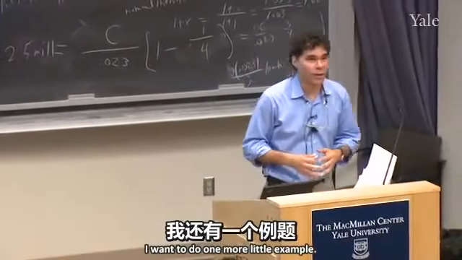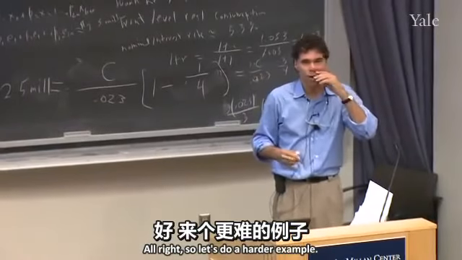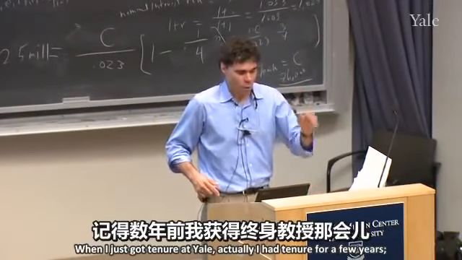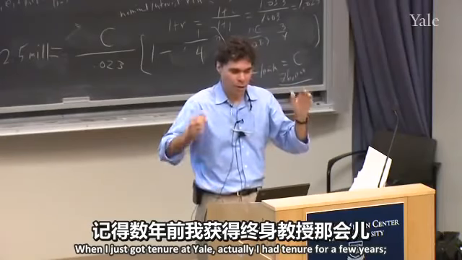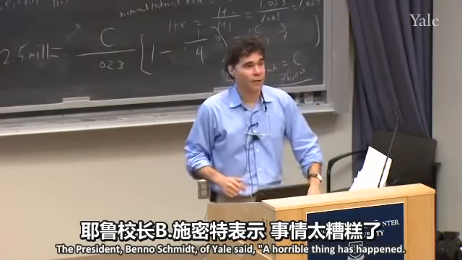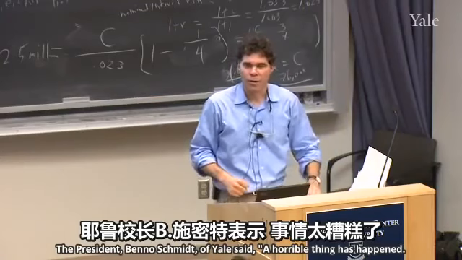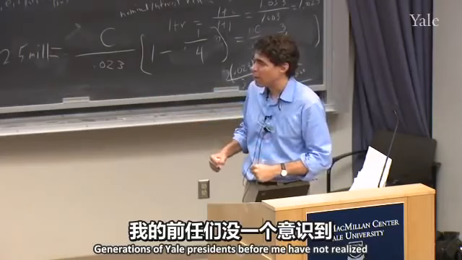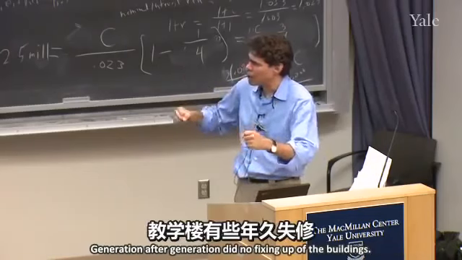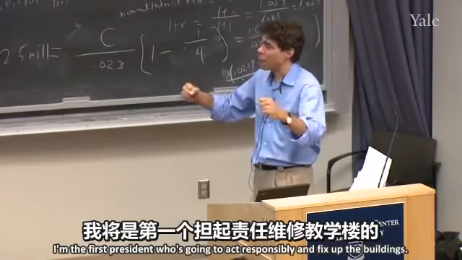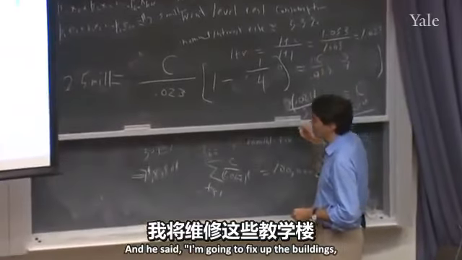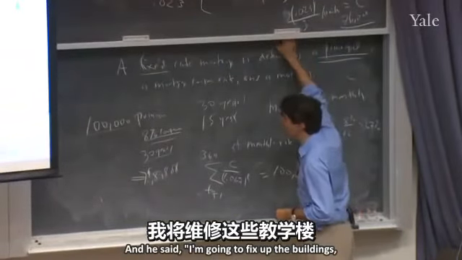I want to do one more little example. All right, so let's do a harder example. It's easier computationally but harder conceptually. When I just got tenure at Yale, the president, Benno Schmidt, said a horrible thing has happened. Generations of Yale presidents before me have not realized that the buildings were not getting the proper care. There's deferred maintenance. Generation after generation did no fixing up of the buildings. I'm the first president who's going to act responsibly and fix up the buildings.